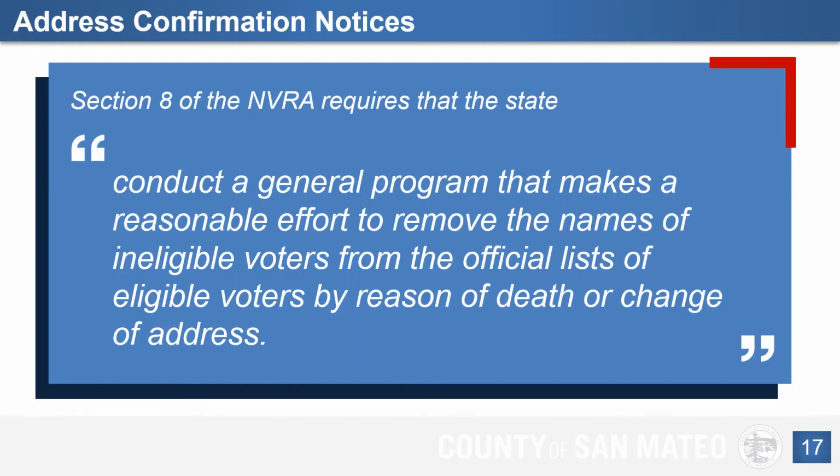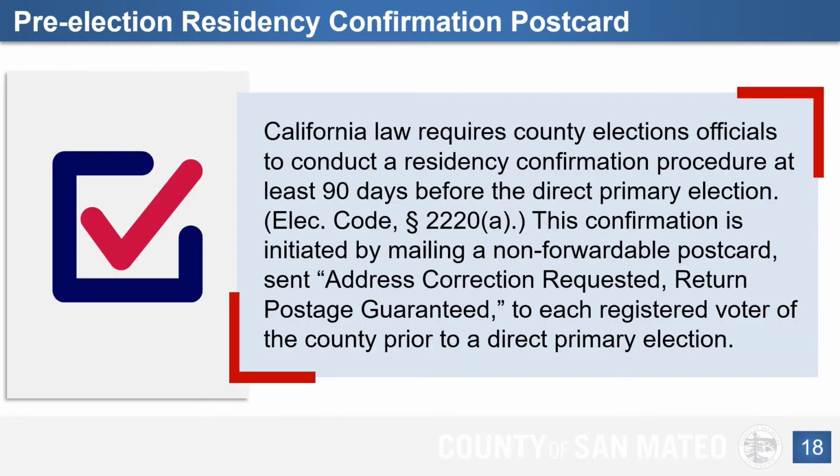Section 8 of the NVRA requires that the state conduct a general program that makes a reasonable effort to remove the names of ineligible voters from the official lists of eligible voters by reason of death or change of address. The following slides will explain how San Mateo complies with the law. San Mateo does not send out the pre-election postcard. The reason for this is explained in the following slides.